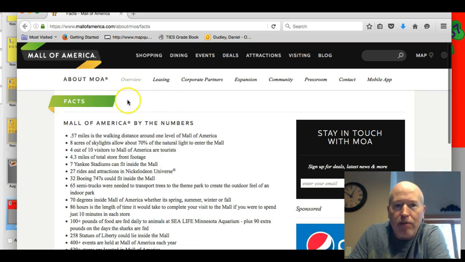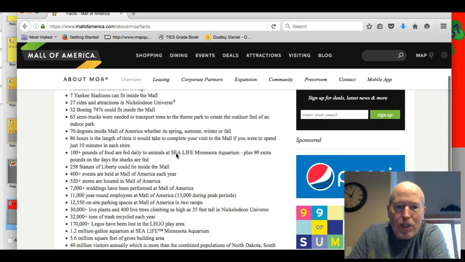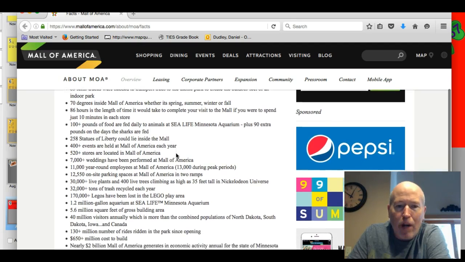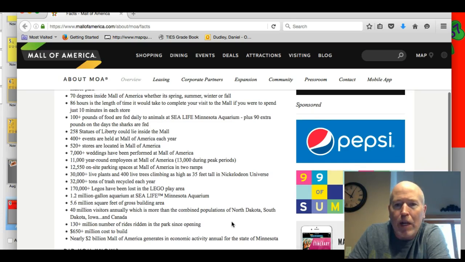This is Mall of America facts if you want to look it up. It's pretty crazy. 32,000 tons of trash recycled each year. 170,000 Legos have been lost in the Lego play area. It's just kind of fun to look at. The biggest one here is $650 million to build, and it's been worth about $2 billion of economic activity annually for Minnesota. So it's a great asset that we have here.